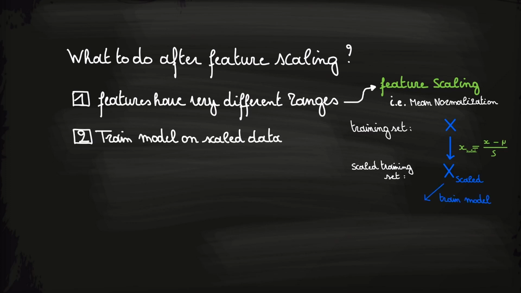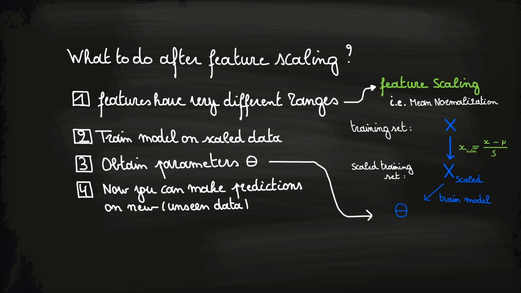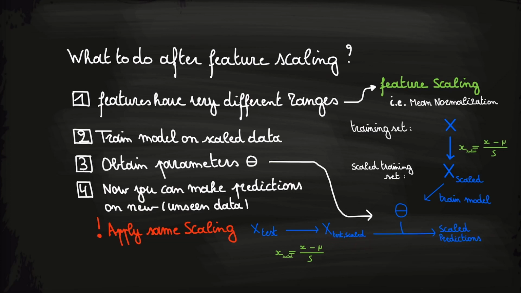After training, you obtain your parameters theta that are trained on the scaled dataset. Now you are able to make predictions on new, unseen data. However, if you do this, you also need to transform this new unseen data with the same scaling transformation as you did on the training data. And finally, if you want to interpret the model's predictions in terms of the original scale, you should invert the scaling transformation. This is done by applying the scaling in the reverse order, just like this.